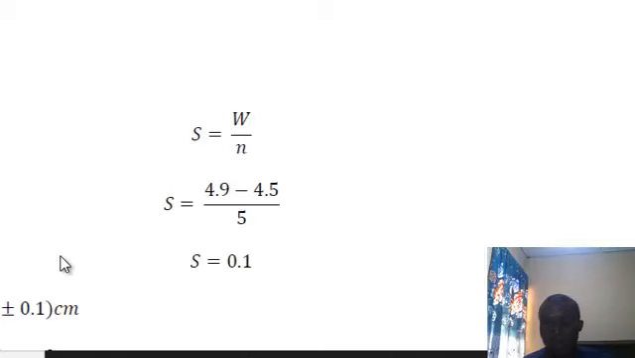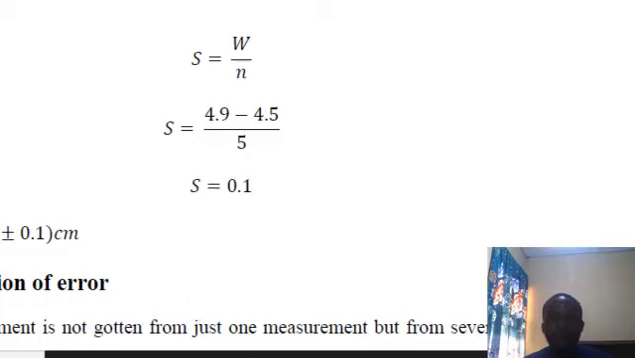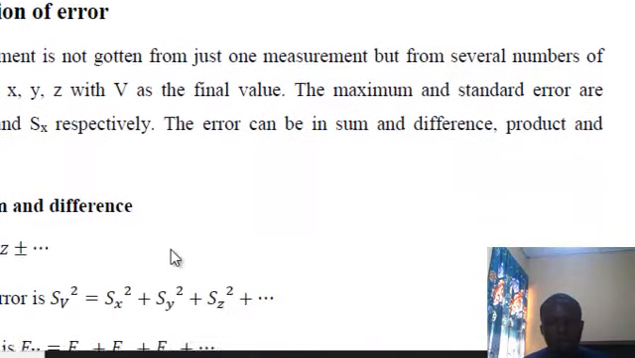Now for the standard error, we said the standard error is the greatest value minus the least value divided by the number of values that were recorded. So our standard error was given by 4.9, which is the highest value that was recorded, minus the least value, which is 4.5 centimeters, divided by 5. So we have 0.1. So our value will be recorded as the true value plus or minus the standard error in centimeters.